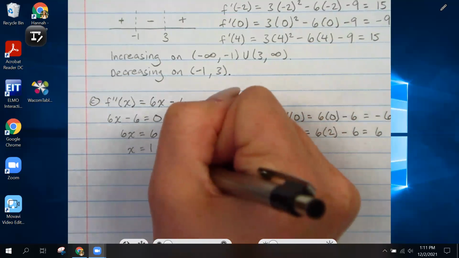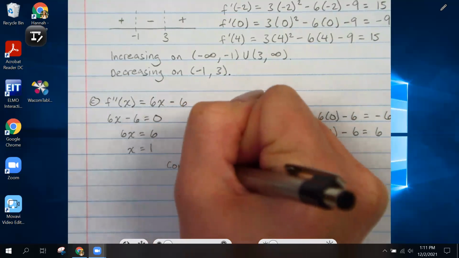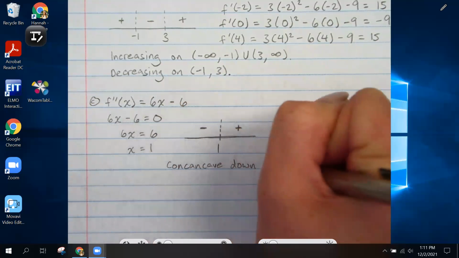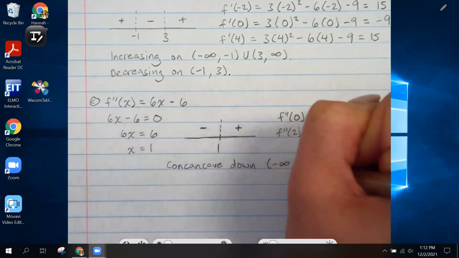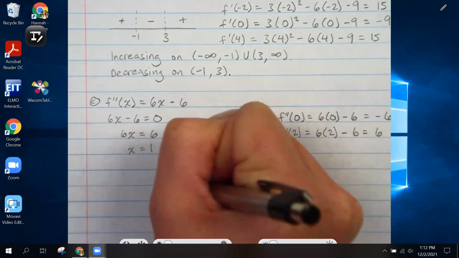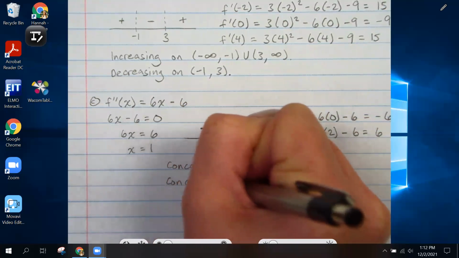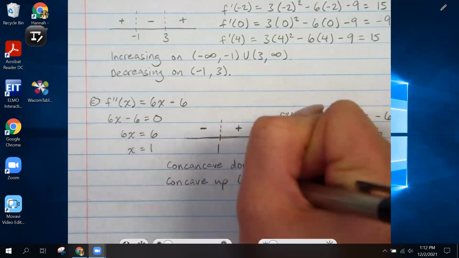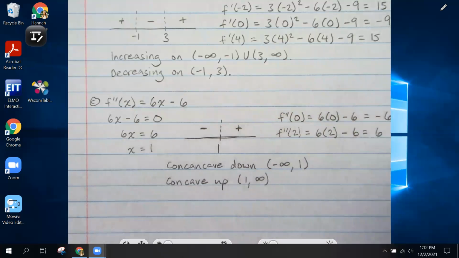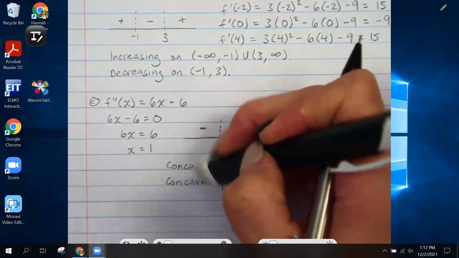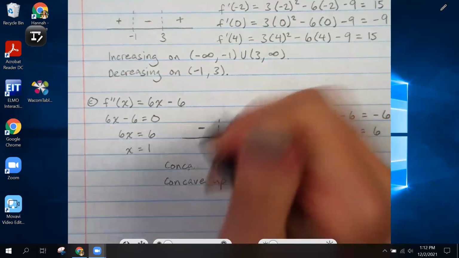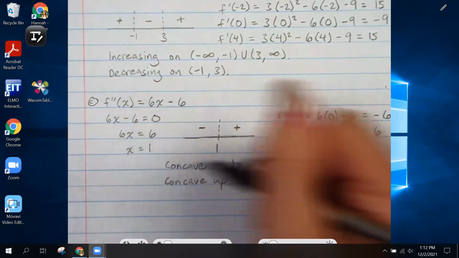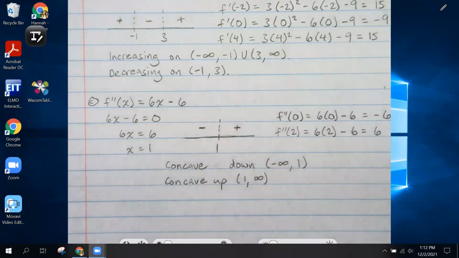So we'll say concave down on the interval from negative infinity to 1. And concave up on the interval from 1 to infinity. So there's our answer for part C.